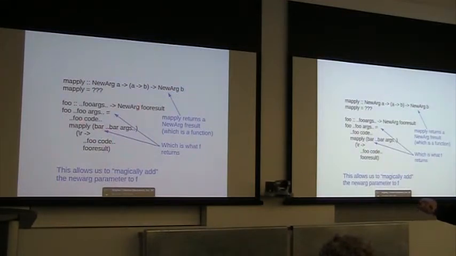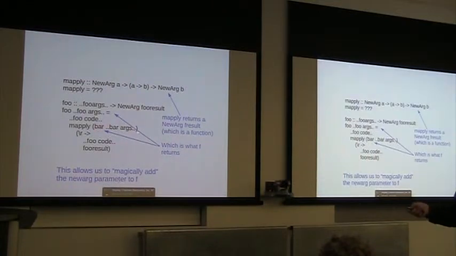So because mapply returns a new arg, we return a new arg here. But remember, new arg is just a type alias for it takes another argument. So by returning a new arg here, we are implicitly, magically adding, we take the new argument as well.